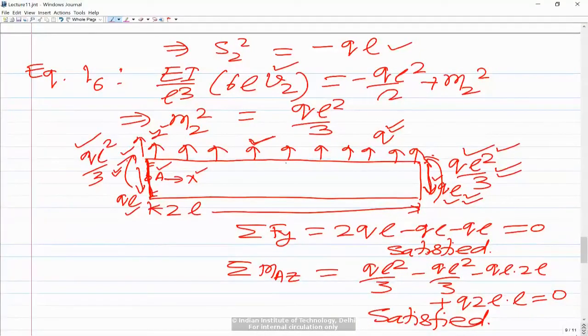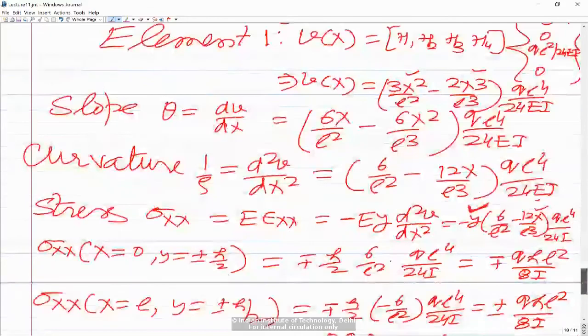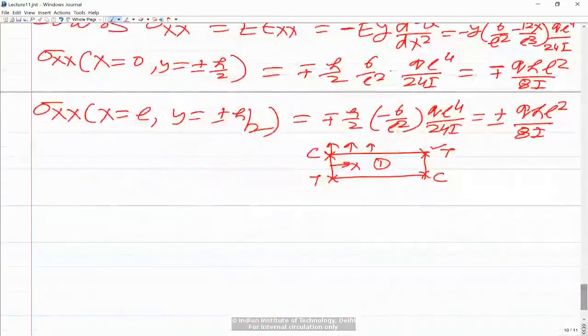But at the center, the bending moment is going to be dominated by the bending moment due to this externally applied load, and here the bending moment is going to be of opposite sign. So therefore here it would be tension and here it would be compression, like this. So that's the kind of stresses you are getting in the beam. So this is as far as the first element is concerned.